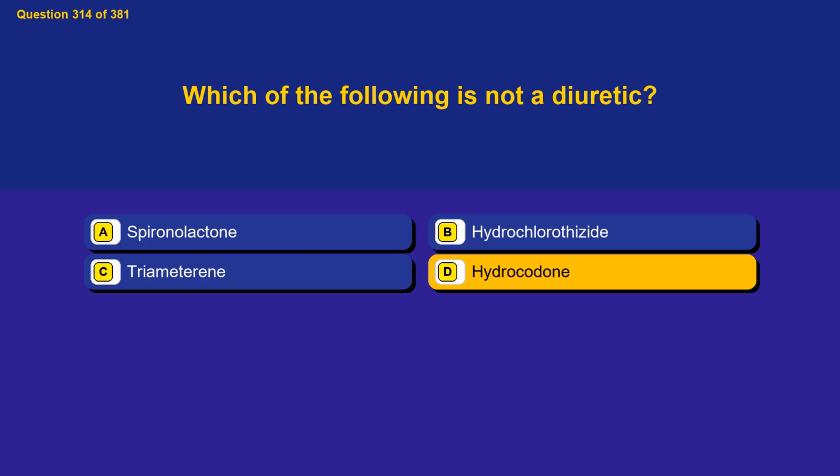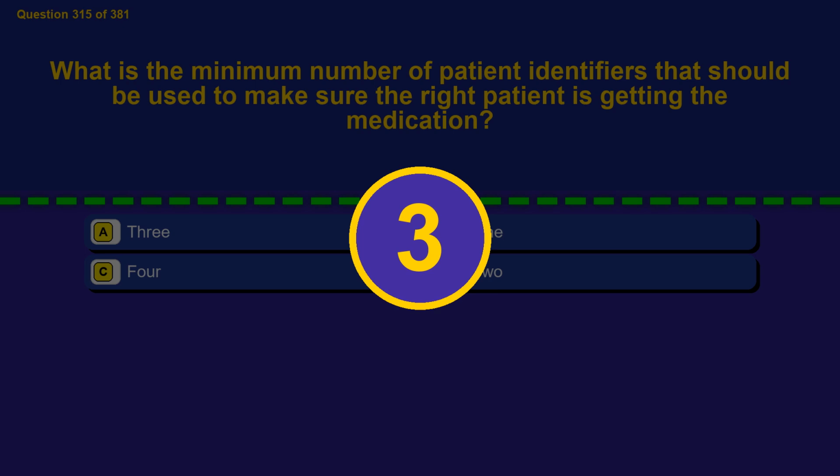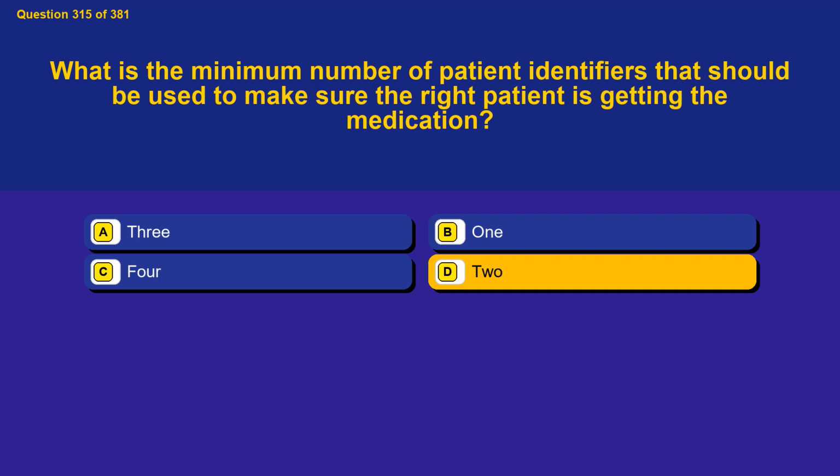The correct answer is option D, hydrocodone. Question 315. What is the minimum number of patient identifiers that should be used to make sure the right patient is getting the medication? Option A, 3. Option B, 1. Option C, 4. Option D, 2. The correct answer is option D, 2.